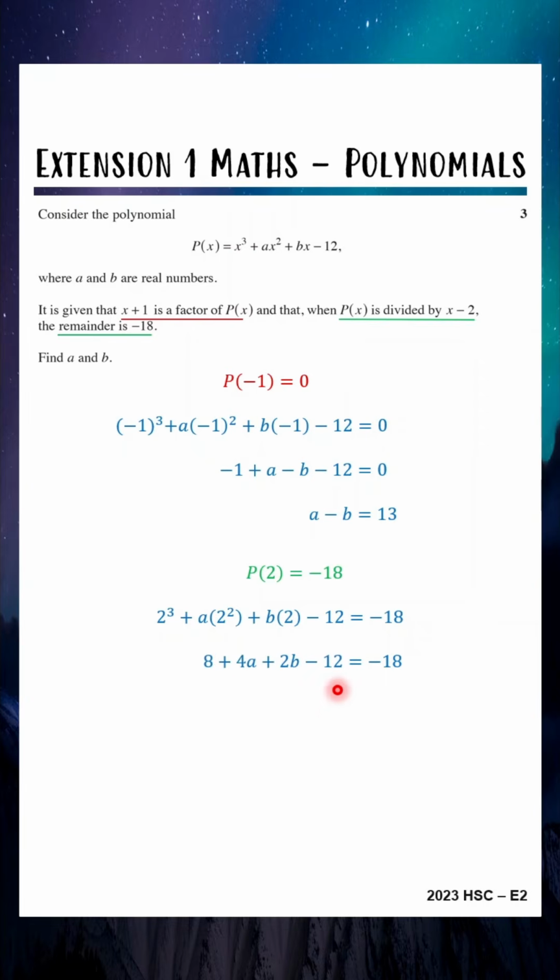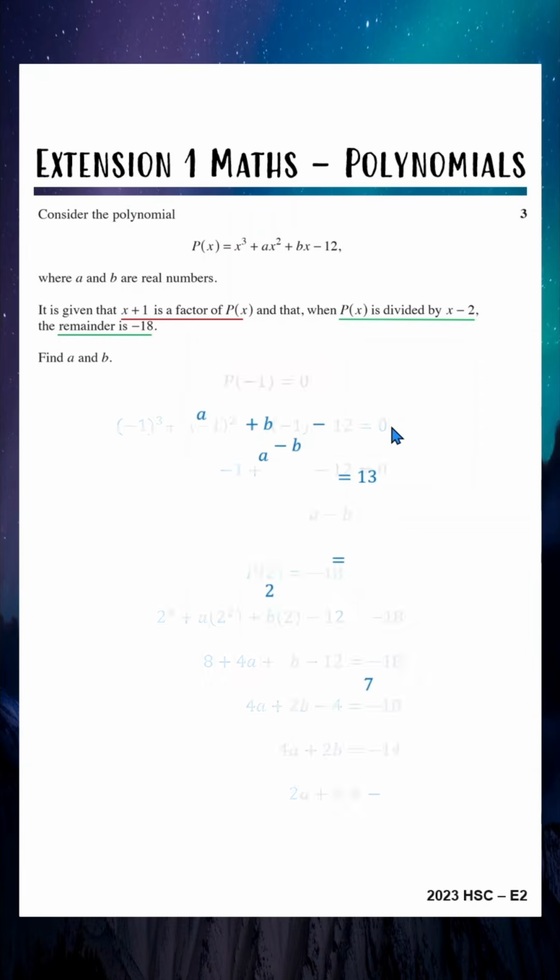Simplifying this, we can do 8 minus 12 is minus 4, and then we can add the minus 4 across to make minus 14. Now we can recognize that we have a bunch of even numbers here, so we can make our life a little bit easier by dividing this entire equation by 2 to get 2a plus b equal to minus 7. Now we have a pair of simultaneous equations that we can solve to figure out a and b. So let's move these up here.